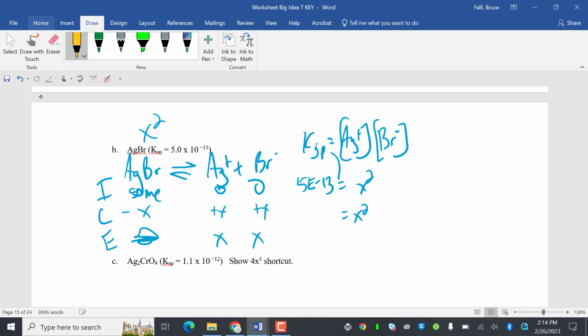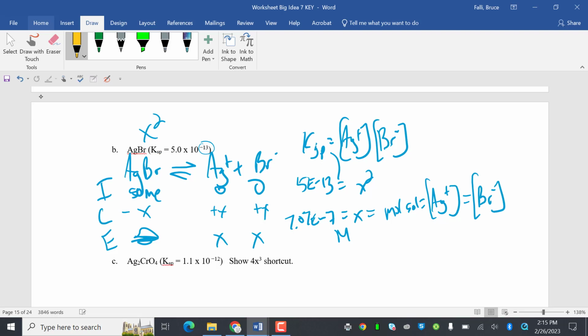To estimate square roots, remember you're just going to divide the exponent by 2. So I should have an exponent of negative 6.5 if such a thing existed, but you get the idea. Square root of 5 e negative 13, and I have 7.07 e negative 7. That's not x squared, that's x. Molar, which is molar solubility. It also equals Ag positive. If you put it in brackets, that means molarity, which also equals bromide negative.